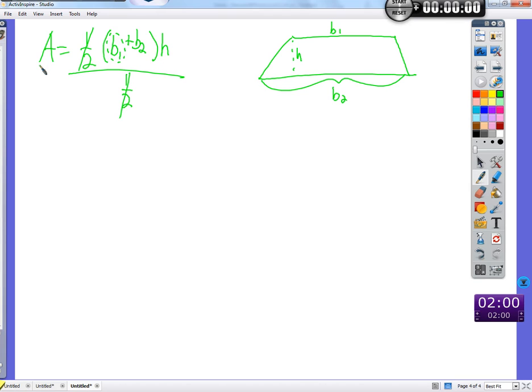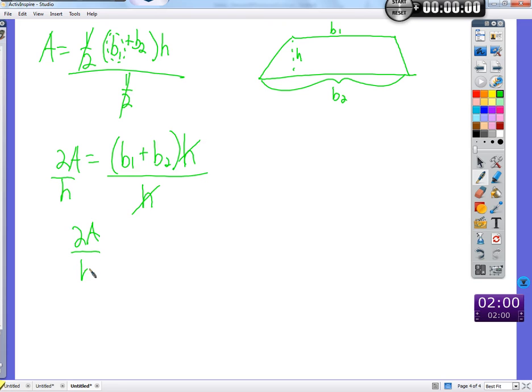But instead of dividing by half over here, what would be a little easier? Times 2. Okay, so 2a equals b1 plus b2 times h. Divide by h. We got a multiple of h, so we can divide by h. 2a over h equals b1 plus b2. And we got b1, so subtract b2. 2a over h, subtract b2 from that, and you got b1. Doesn't get much smoother than that. That's pretty. Cut right to the chase.